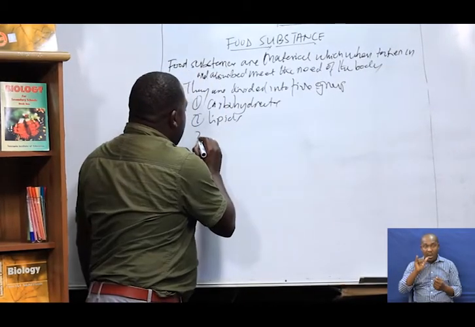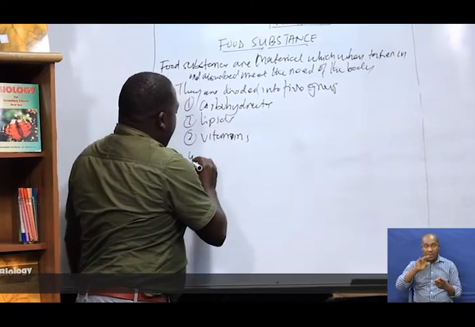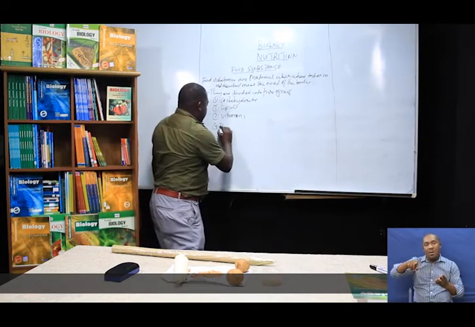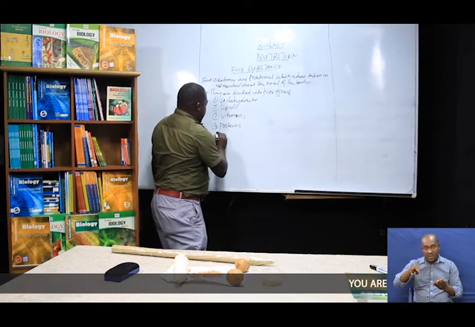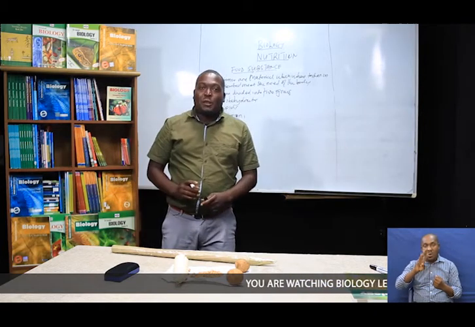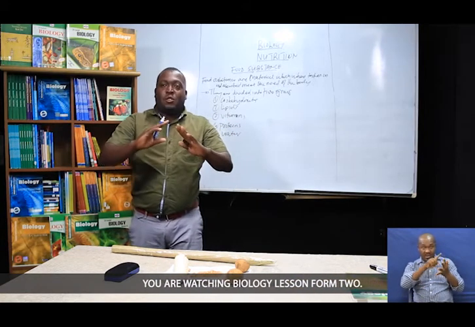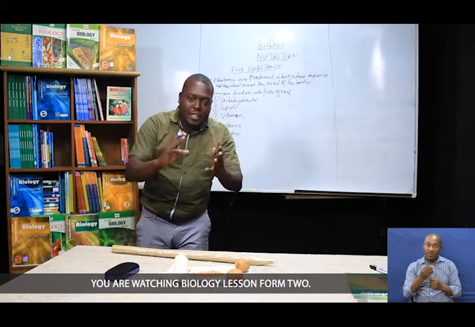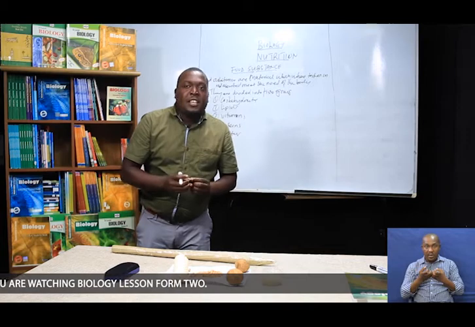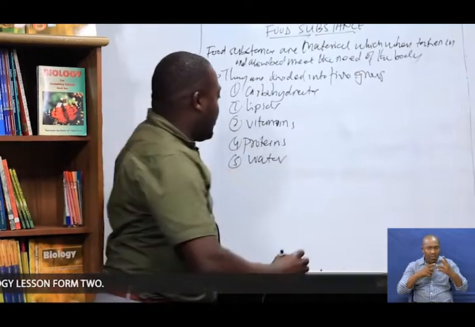The third group is called vitamins. The fourth group is called proteins. And the last one is called water. My dear students, these are the 5 groups of food substances that the body of the living organism needs in order to satisfy its needs. Let us start discussing one after another, starting with carbohydrates.